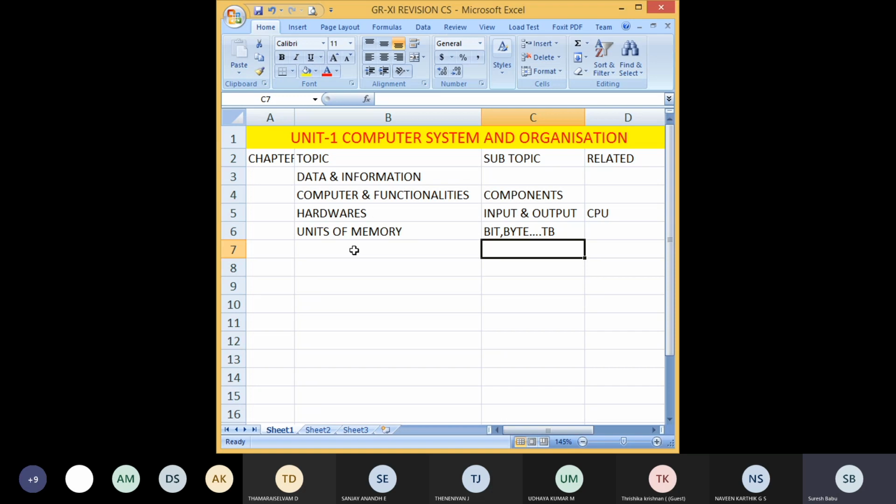Then in the memory devices, that is storage devices, you should know the important devices like RAM, ROM, hard disk, CD, DVD, pen drive, all the secondary devices. Secondary devices are removable, and they can store a large amount of data compared to the primary devices. Students, understood? Students, understood or not?